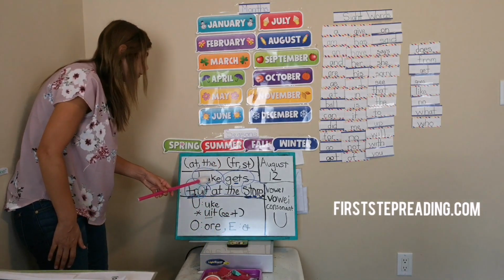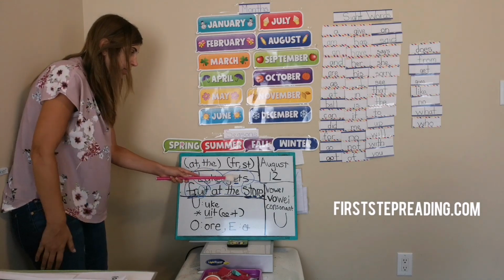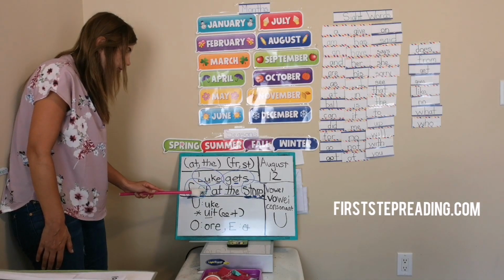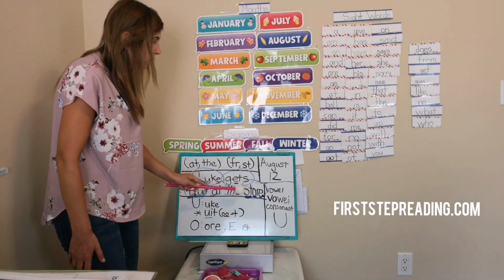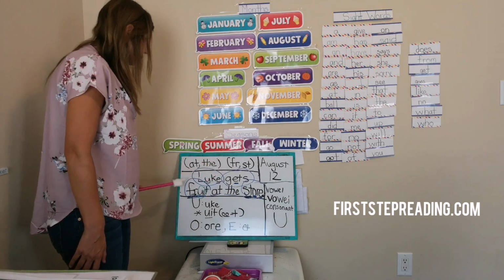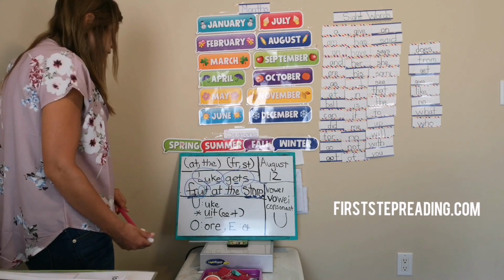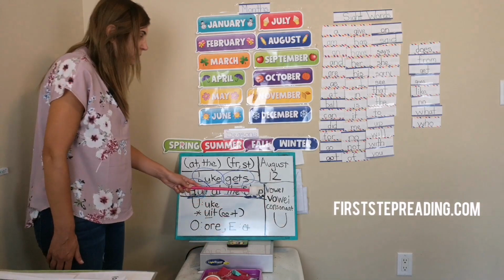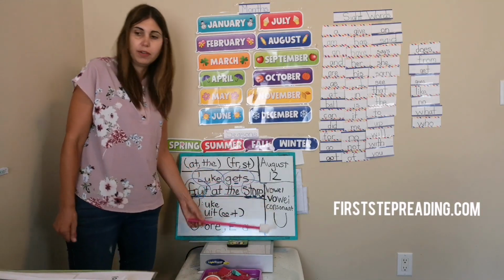L, U, K, Luke. G, e, t, s, gets. Fr, oo, t, fruit. At the s, t, or, store. Luke gets fruit at the store. That's our long vowel U sentence of today. Okay, so you can practice your long vowels. We've now done vowel, consonant, vowel, and vowel, vowel U.